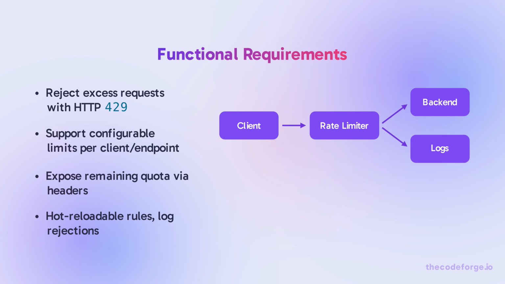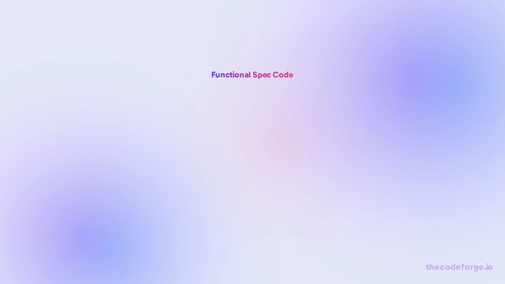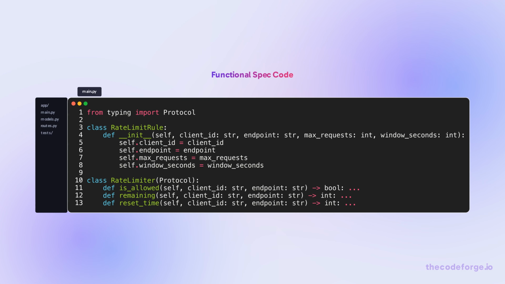Functional requirements define what the system must do. Reject excess requests, support multiple time windows, expose rate limit headers, and allow hot reloading of rules. This protocol defines the functional contract: is allowed, remaining, and reset time. Every rate limiter should implement these.